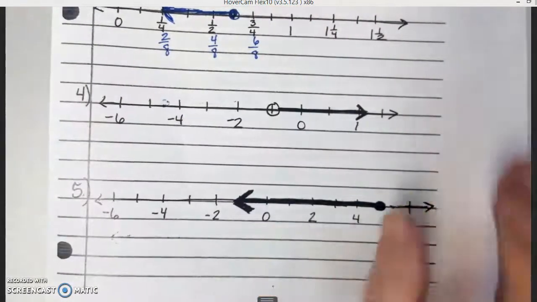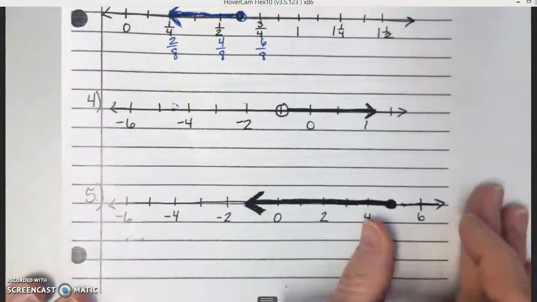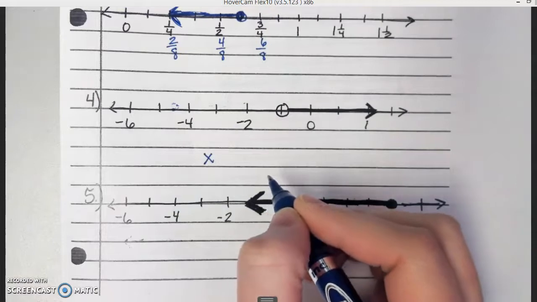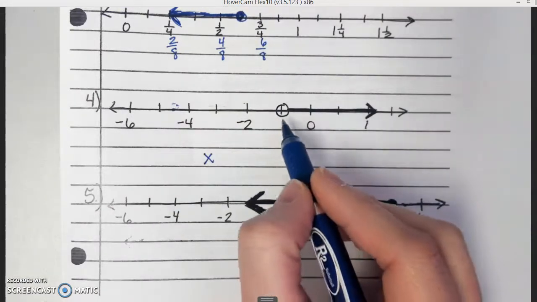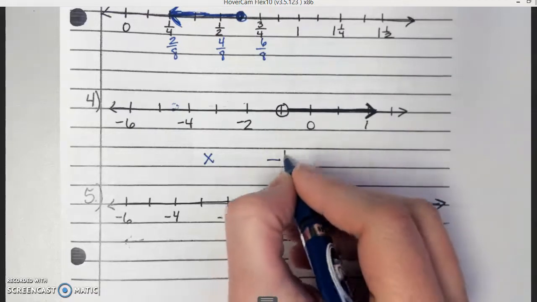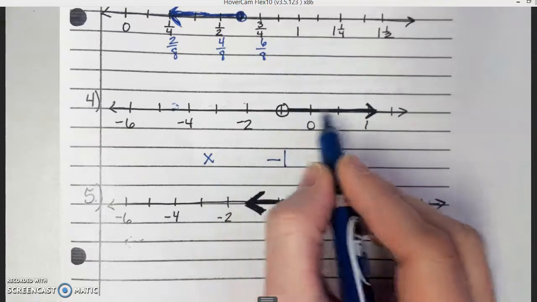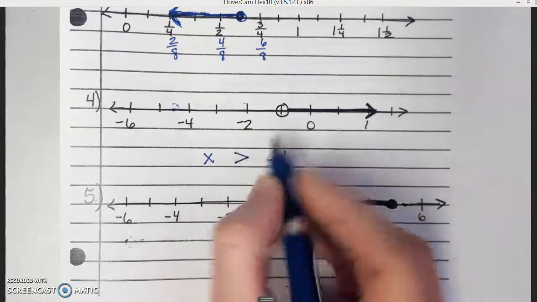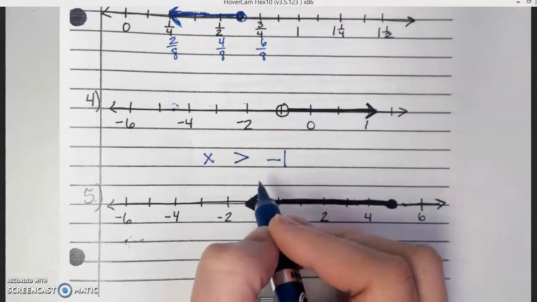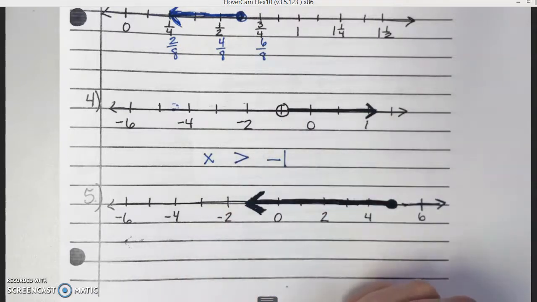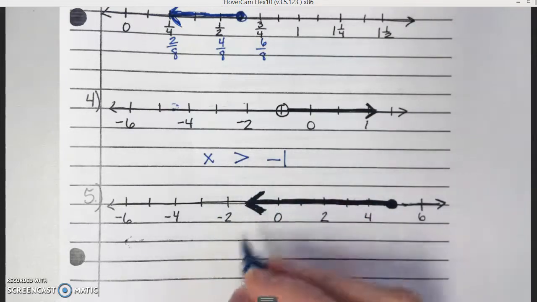Okay, so on number 4, we're going to write an inequality to go with the number line. So I'm just going to use the default x as my variable. You can use any variable you want. And what number would my circle be at? -1. All right, so it's showing the arrow is going to the right, so that means that x would have to be greater. And my circle is open, so that means that that's not part of the answer, so I would not draw the equal sign. Any questions?